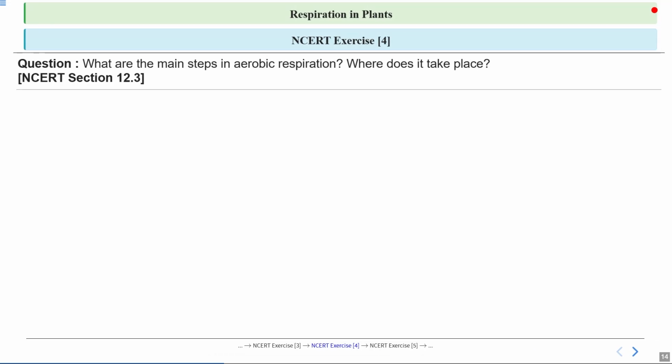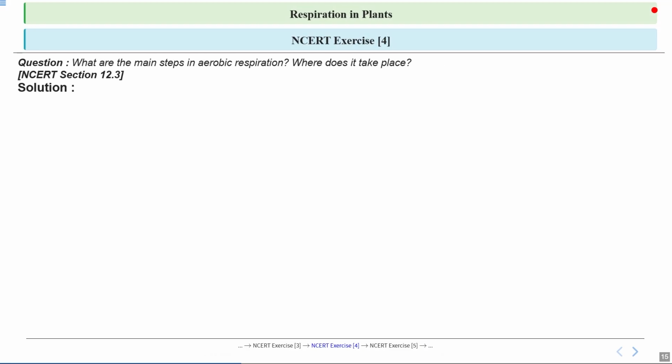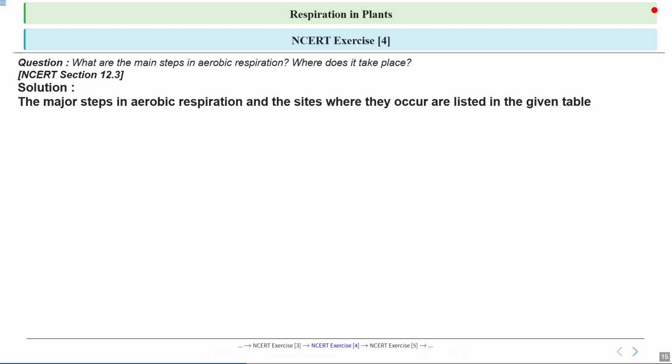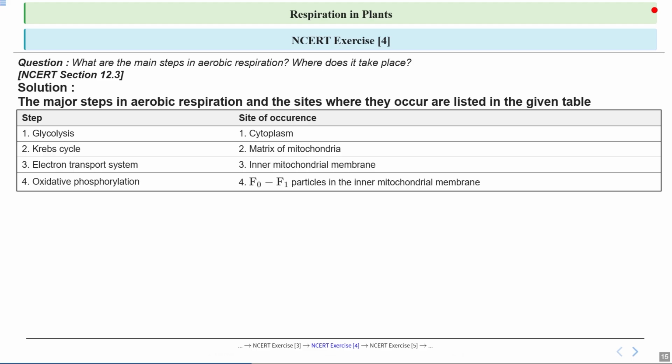Now let's look at the next question. What are the main steps in aerobic respiration and where does it take place? So let's look at the solution. The major steps in aerobic respiration and the sites where they occur are listed in the given table. So in this table, we can see the steps of aerobic respiration and sites of occurrence.